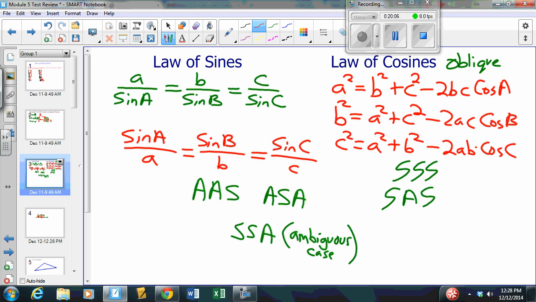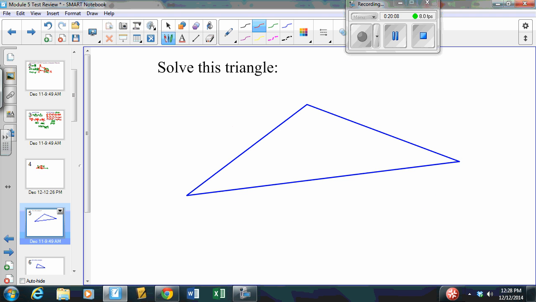So we're going to do an example of two angles and a side. And it doesn't really matter what we're given right here. I'm going to give an angle of 23 degrees.